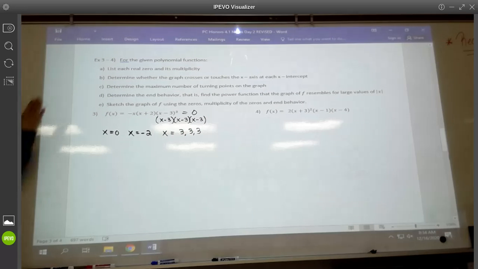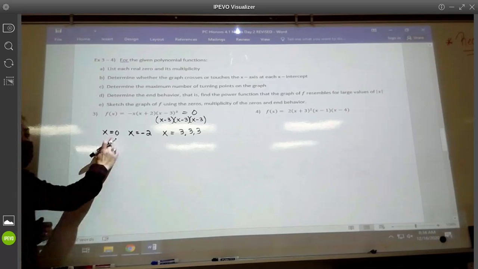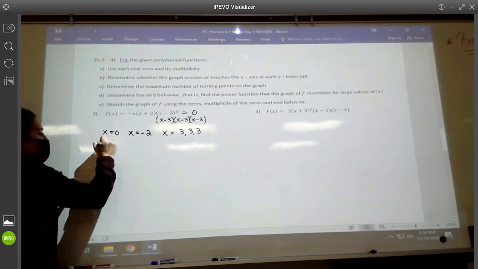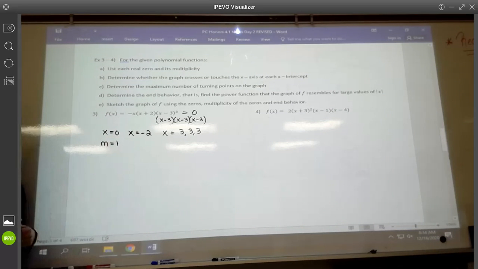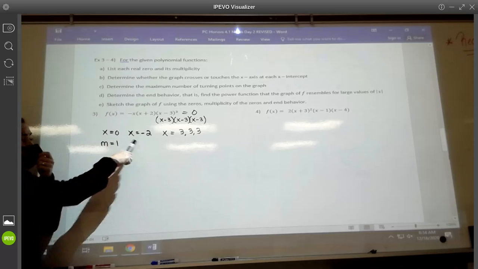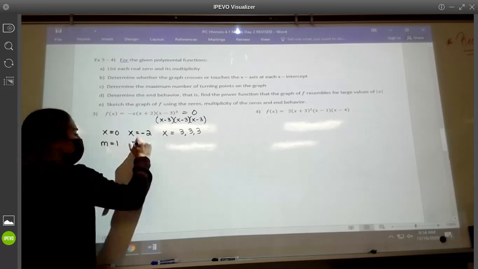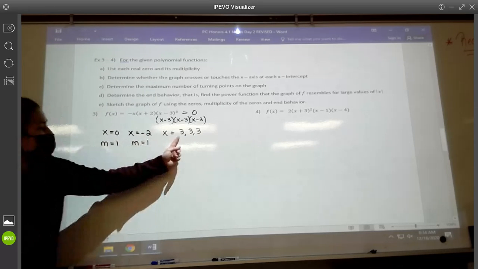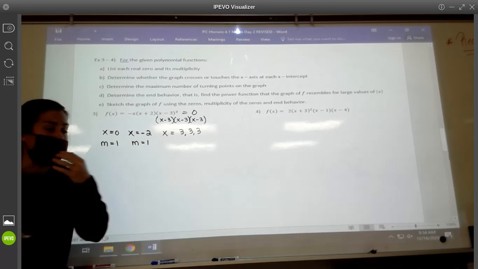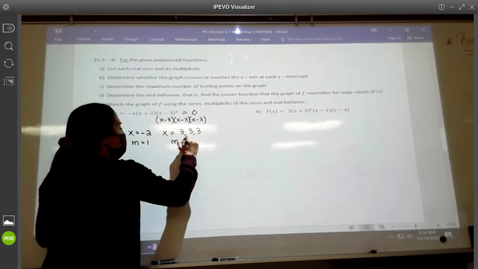All right, they want the multiplicity. x equals 0 was an x-intercept, or a 0, one time. So it has multiplicity 1. x equals negative 2, 1 time. So it has multiplicity 1. x equals 3 was a 0 3 times. So it has a multiplicity of 3.